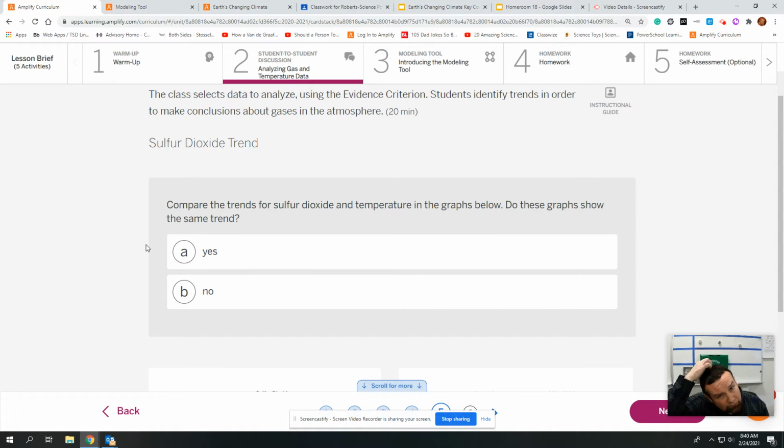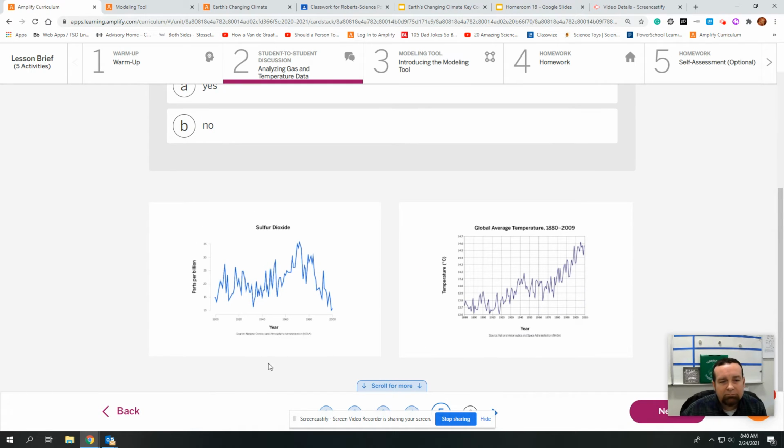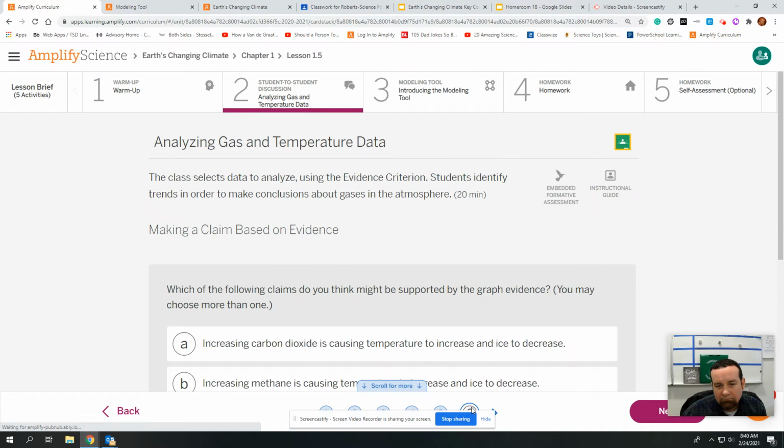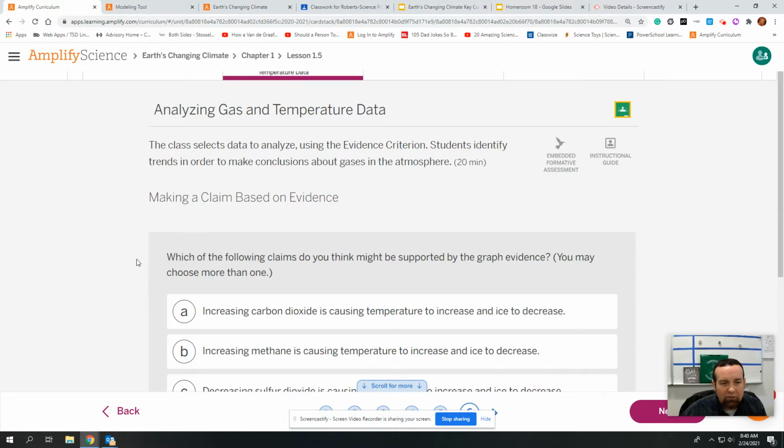Compare the trends for sulfur dioxide and temperature in the graphs below. Do these graphs show the same trend? So we see it's kind of all over the place. We see a sharp decrease, especially towards the end, but we're seeing an increase in temperature. So we would say, no, those trends are not showing the same trend. Showing a little bit of an inverse, actually.